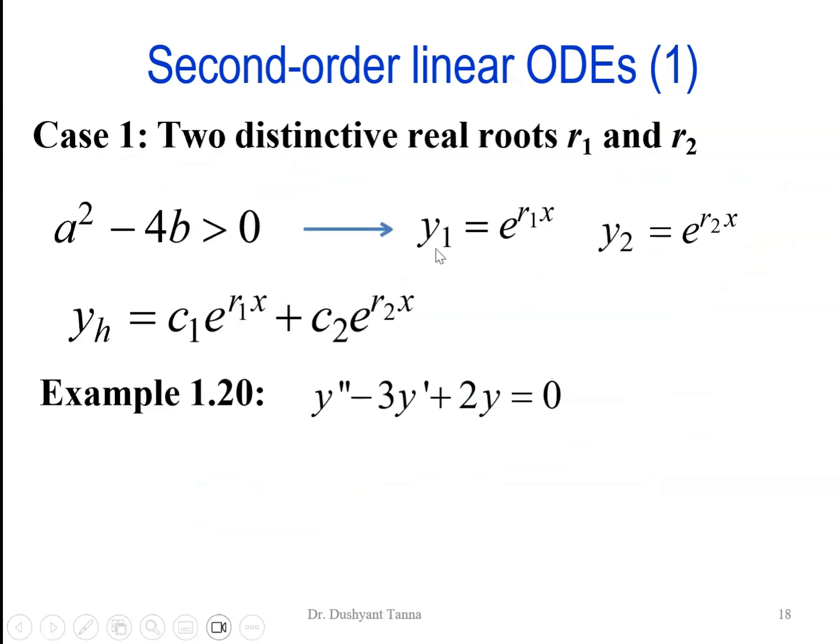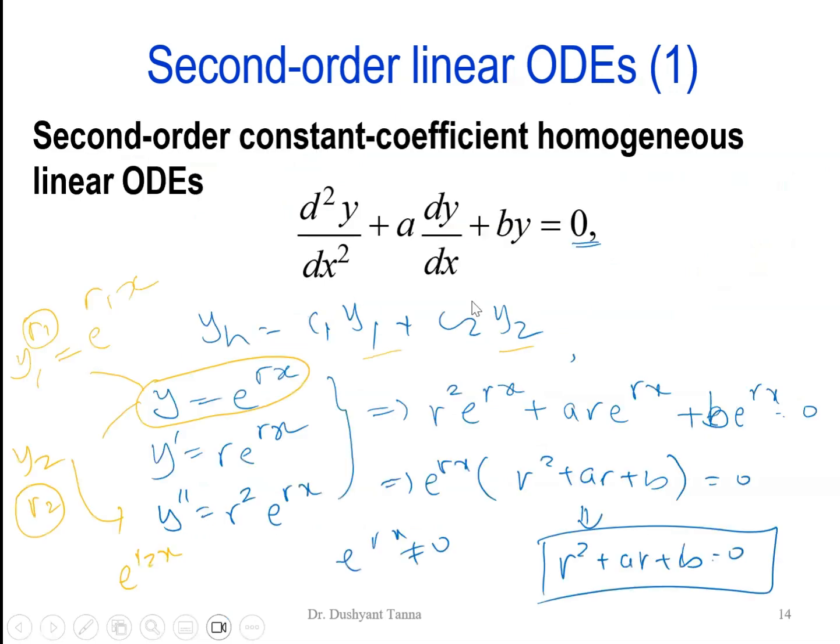Let's look at the first case. Two distinct real roots, r1 and r2. So your root term, again, don't worry about the symbols. This a and b is just a symbol. If you still want to remember, this is your a equal to minus 3, and this is your b. Always remember what is given to you: y double dash plus ay dash plus by is 0.